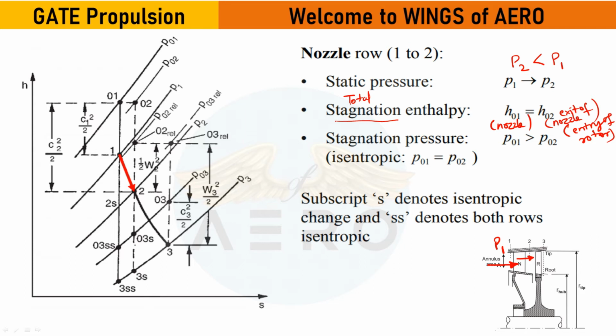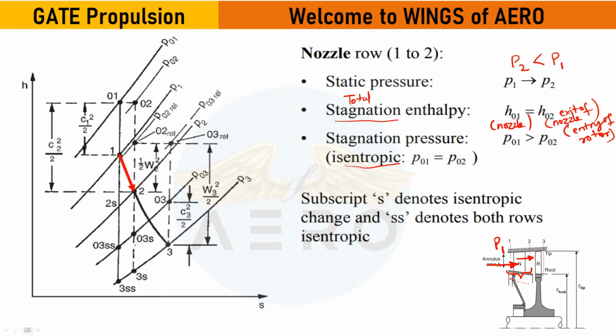Then what happens with the stagnation pressure in the case of the isentropic condition? In the isentropic condition, we consider P01 equals P02. That means between these two regions, the stagnation pressure will remain constant. But otherwise, the static pressure also decreases as the flow moves across the nozzle.